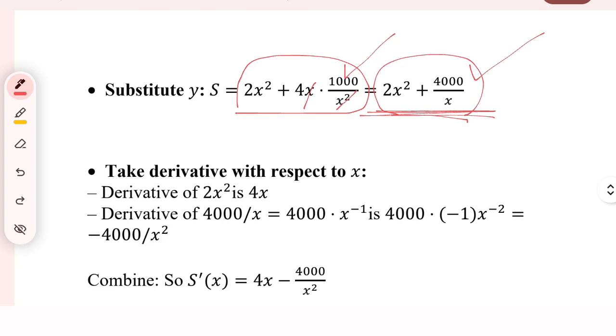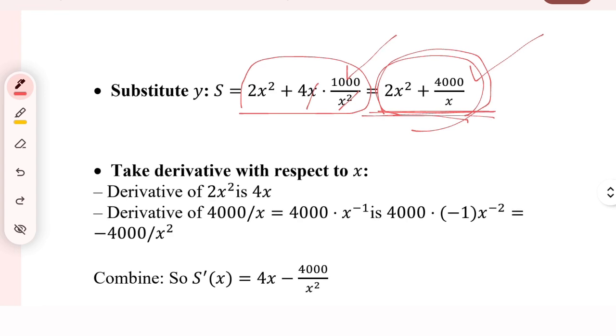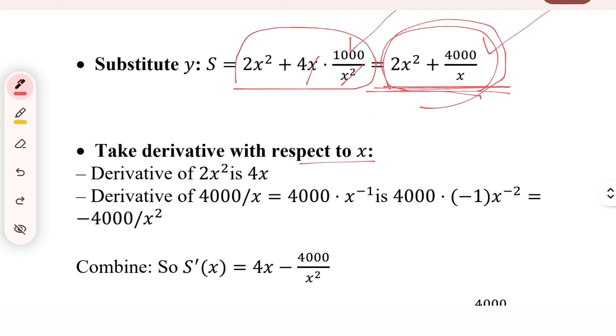Now remember what I told you a while back, that we will take the derivative to minimize the surface area. So we will now take the derivative of this surface area, of course with respect to x. Let's start with the derivative of 2x squared. The derivative of 2x squared is 4x. And what about this? Let's take the derivative of 4,000 divided by x. What's the derivative of 4,000 over x? It is equal to negative 4,000 divided by x squared.